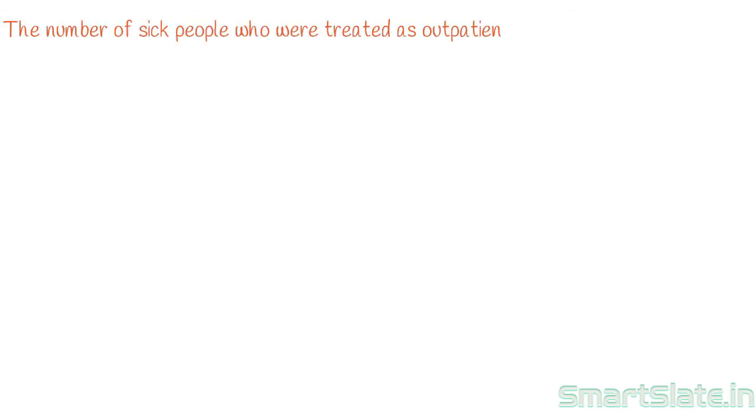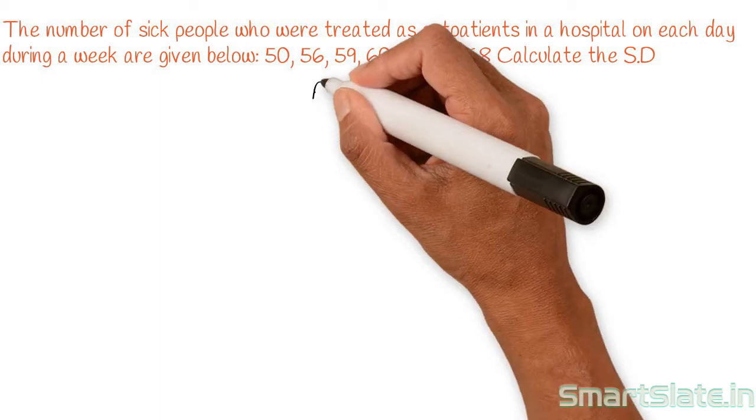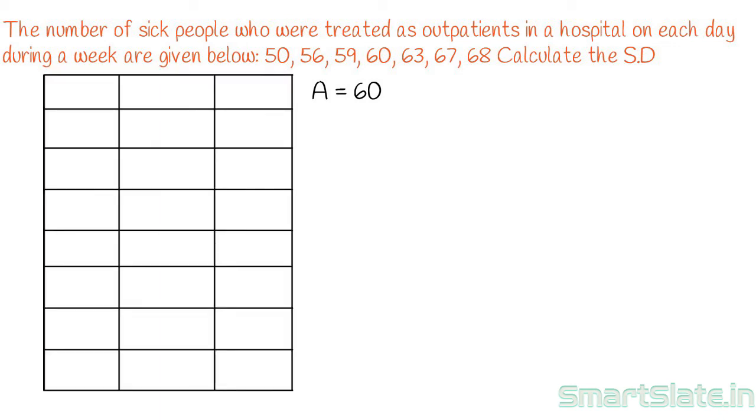The number of sick people who were treated as outpatients in a hospital on each day during a week are given below: 50, 56, 59, 60, 63, 67, 68. Calculate the standard deviation. In order to calculate standard deviation using the assumed mean method, we have to assume a score as mean. Let's say we assume 60 as mean. Let's find the deviation of each score from this assumed mean. Then the square of deviation.